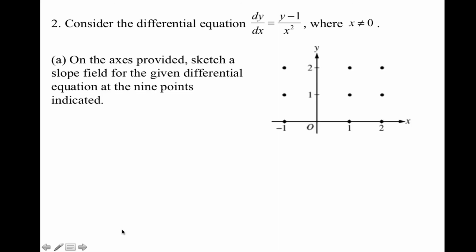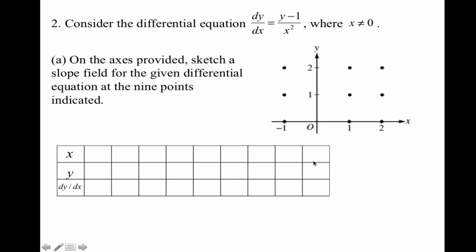All right. So here is a common open-ended type of AP question. So you are going to consider this differential equation, dy/dx is equal to (y minus 1) over x squared, where x cannot equal 0. On the axes provided, sketch a slope field for the given differential equation at the 9 points indicated. So notice it's 9 points, and those 9 points do not lie on x equals 0 because you can't have x equals 0. So I'm not going to draw any tangent lines on x equals 0.